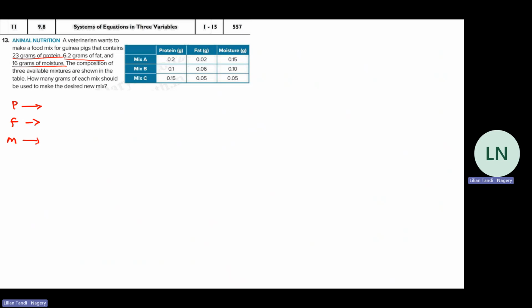So that means your equations should equal 23, 6.2, and 16. So use the protein numbers for the protein equation. Use the fat numbers for the fat equation. Use the moisture numbers for the moisture equation. Okay? So the protein numbers will be 0.2a plus 0.1b plus 0.15c. Okay? Use the fat numbers.